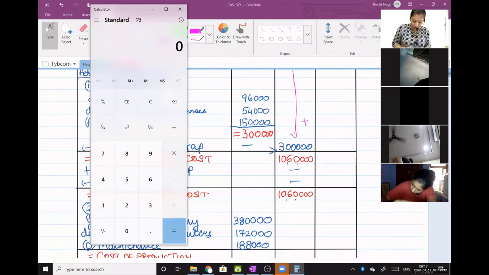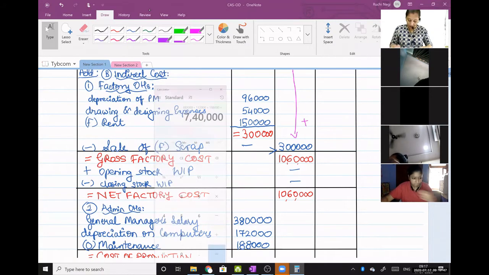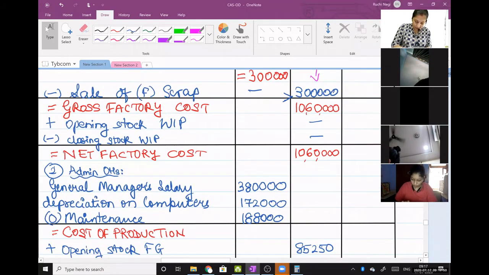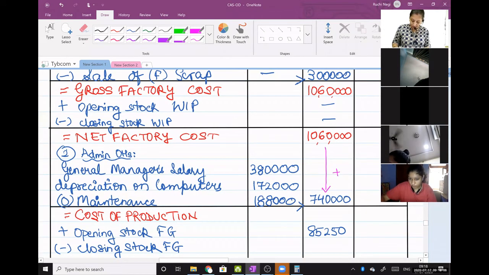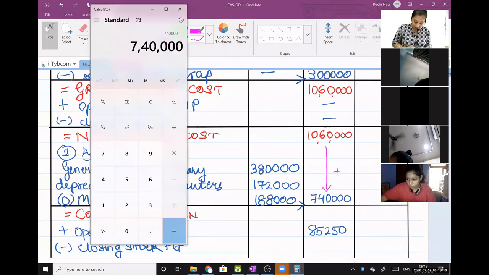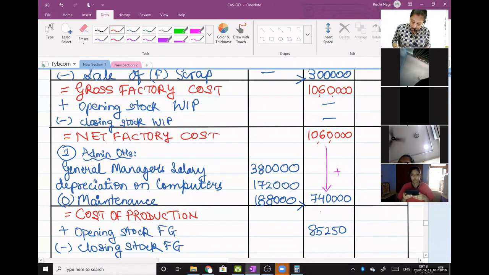Just total your office overheads: 3,80,000 plus 1,72,000 plus 1,88,000 is 7,40,000. Take it in the outer column, 7,40,000. Then we know the outer column total goes with the previous total. So 7,40,000 plus 10,60,000 is 18,00,000. So the answer is 18,00,000.